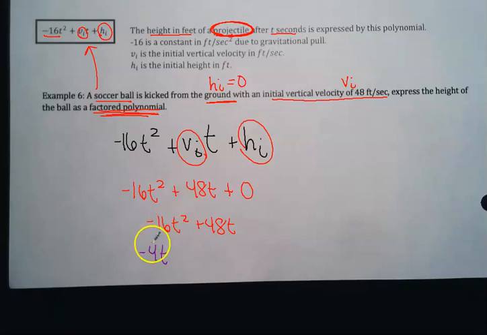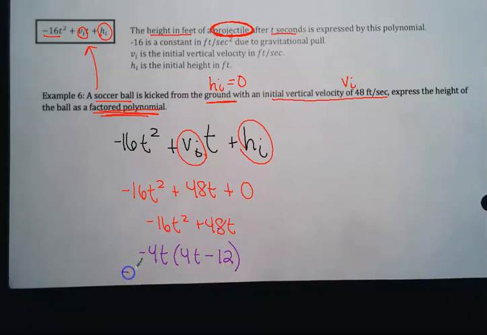Negative 16 divided by negative 4 is 4. T squared divided by t is t. 48 divided by negative 4 gives me a negative 12. T divided by t leaves me with nothing. The reason I did this is because we don't always see the greatest common factor in numbers. So I would look at my binomial and think, wait a minute, 4 and 12 can both be divided by 4. Doggone it. So we're going to factor out another 4.